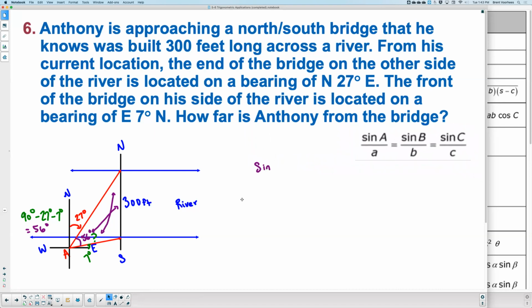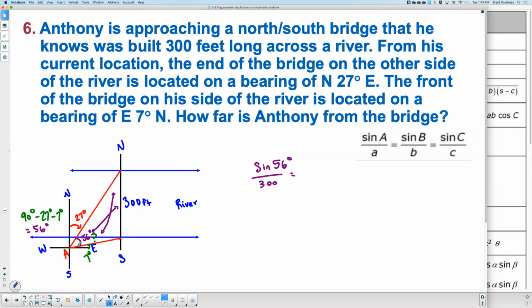So I'm going to say that sine of my 56 degrees over the 300 will equal, now I need to find this angle, which I don't have yet. But if I come over here, I do notice I have two lines that are parallel. They're both going north-south. Let me add a south on this one. And I notice this is called a transversal, a line that connects them.